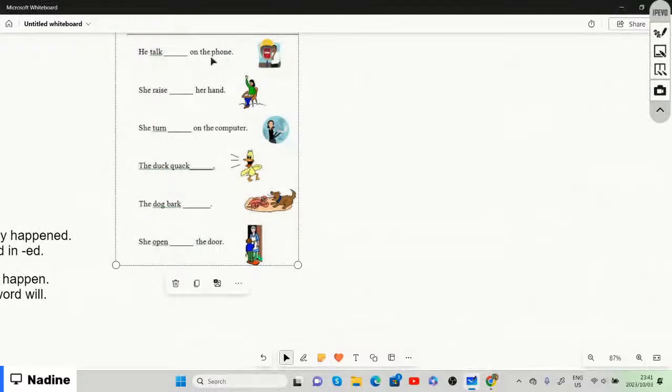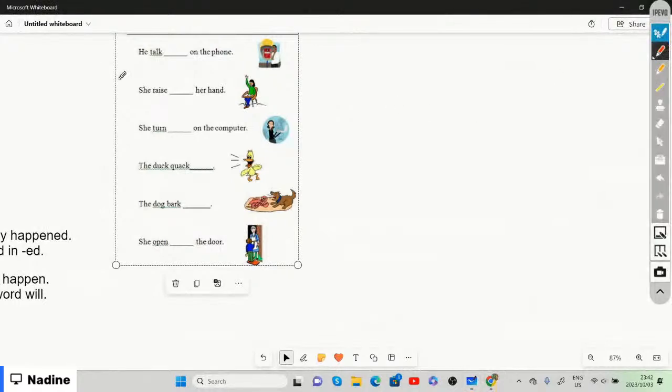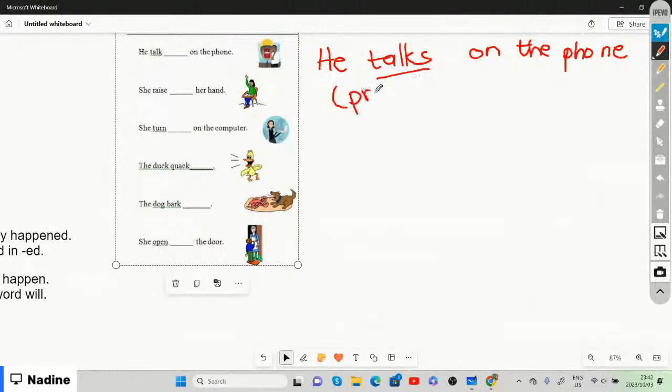He talked on the phone, right? If we write that sentence in the present, right? So we can either say he talked on the phone, or we can say in the present, he talks on the phone, right? And that basically shows the present, right? So he talks on the phone, and that shows the present. It is something that is being done now.